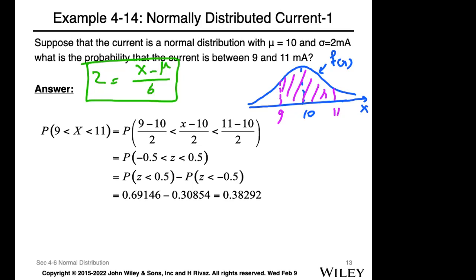Okay, so we have to follow this equation to make it standard. We subtract mu and divide by sigma on all three sides of this inequality. So 9 minus 10, because my mean is 10, divided by 2, because my sigma is 2, then x minus 10 divided by 2, and then 11 minus 10 divided by 2. Here you see that x minus mean divided by sigma is z, so I replace that with z. Then I compute these two values. So this line corresponds to this curve, and this line corresponds to this other curve.